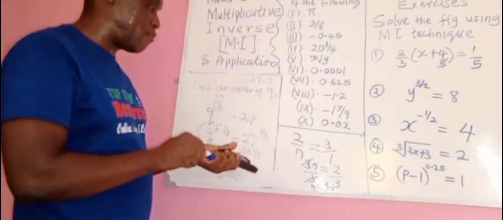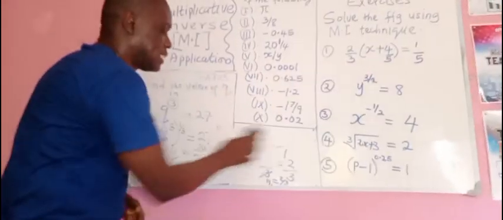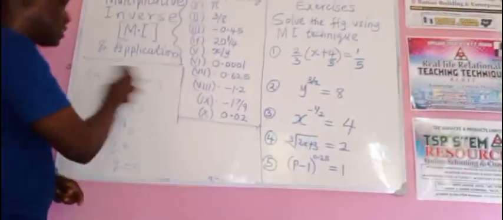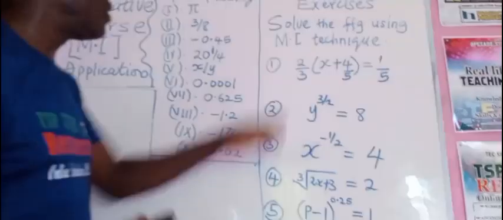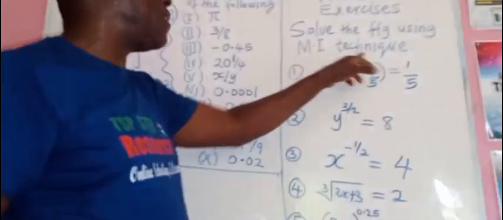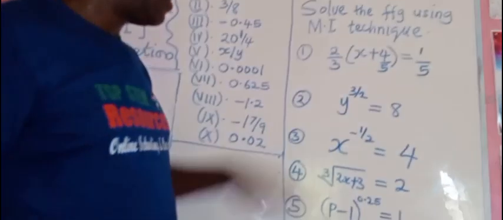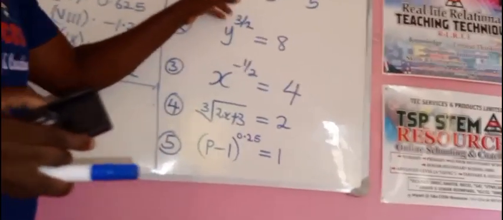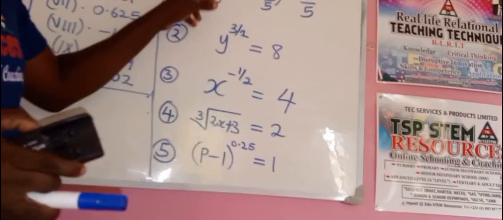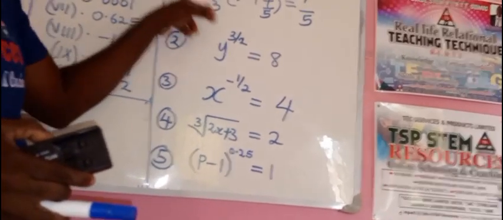So you are left with the following to attempt. I will just shed light on that while you do that. Now let's look at number 1. Solve the following using multiplicative inverse technique. If you look at this one, you need to get this one that is inside the bracket. It means they are together. So the one you need to get rid of is 2 over 3.